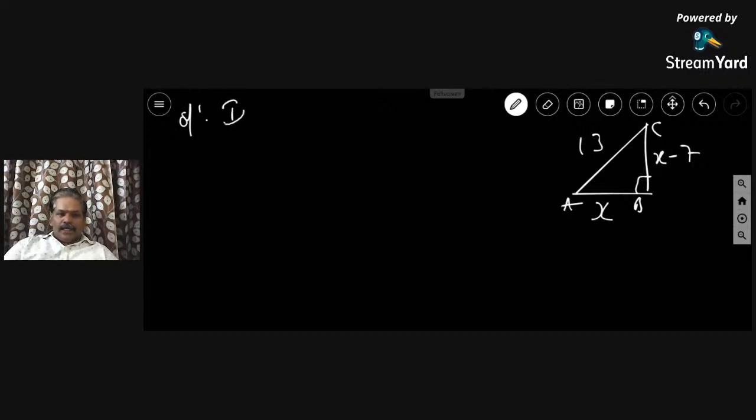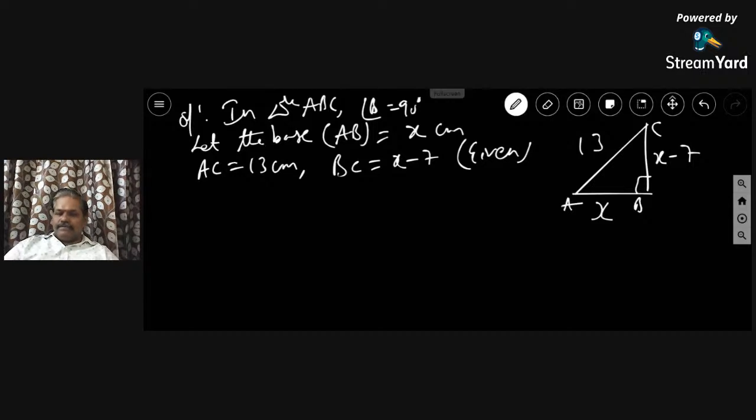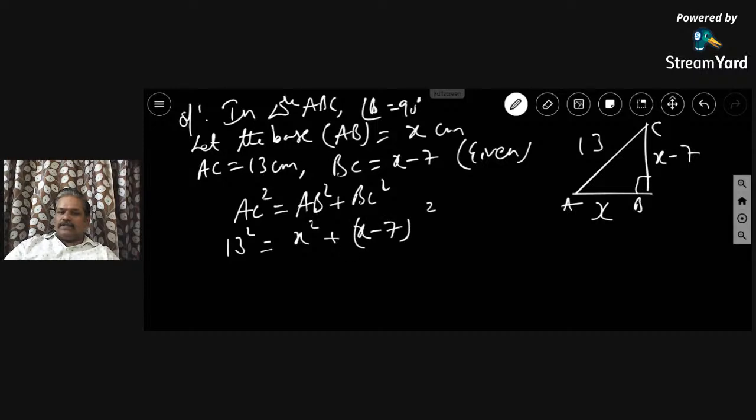Solution. In triangle ABC, angle B is 90 degrees. Let the base AB be x centimeters, and AC is equal to 13 centimeters, and BC is x minus 7, since it is given. So applying the Pythagoras theorem, AC square is equal to AB square plus BC square. 13 square is equal to x square plus x minus 7 whole square.